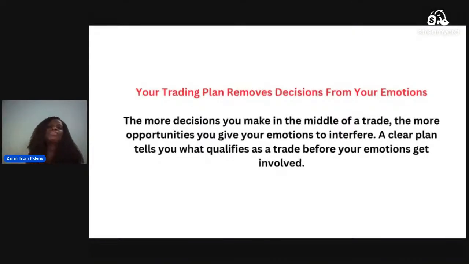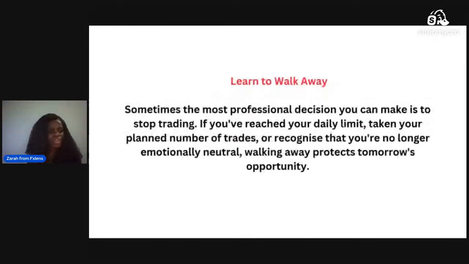So your trading plan should be your best friend. You should follow it to the T when you're trading a prop firm. Now, it's also very, very important to learn how to walk away from trading. A lot of times, the most professional decision you can make is to stop trading when you're taking a loss.